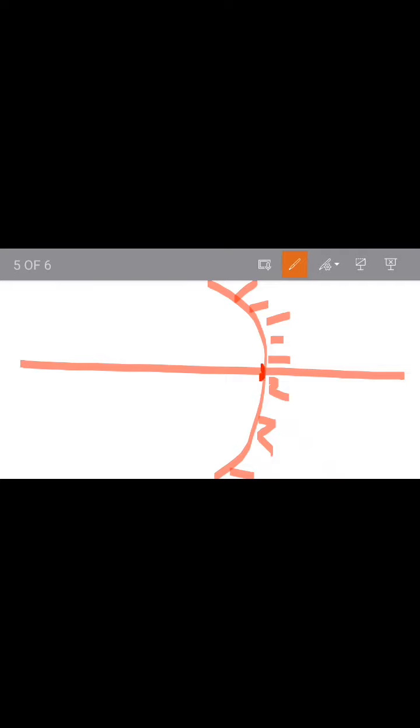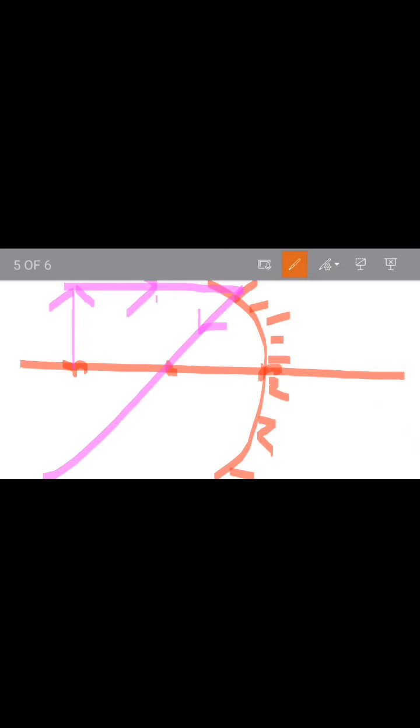Case number 2. This is concave mirror, principal axis, pole, focus, and curvature. In this case, I'm going to be placing my object on center of curvature. Let's apply rule number 1 and rule number 3. Rule number 1 was incident ray and then passing through the curvature, right?